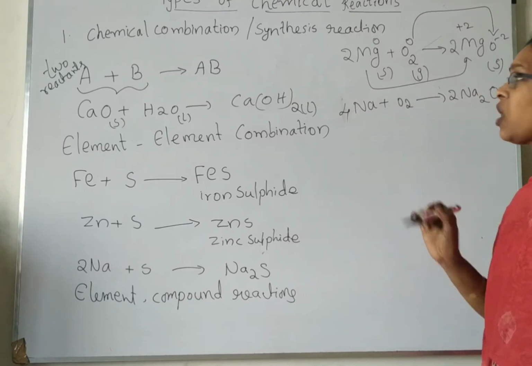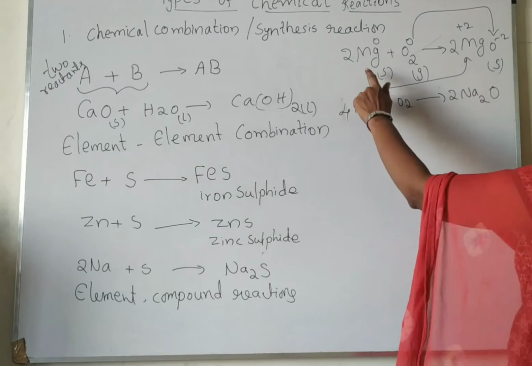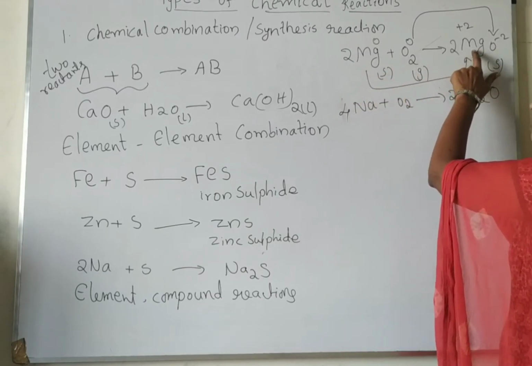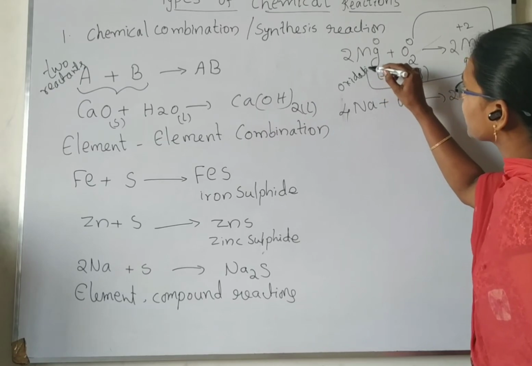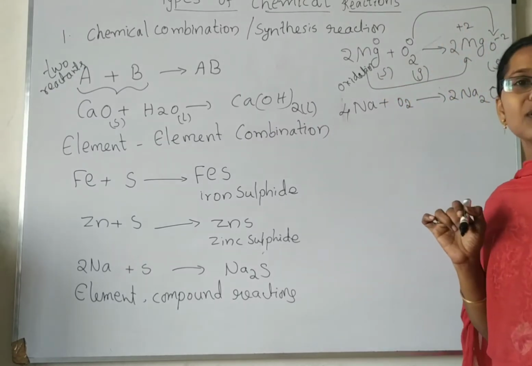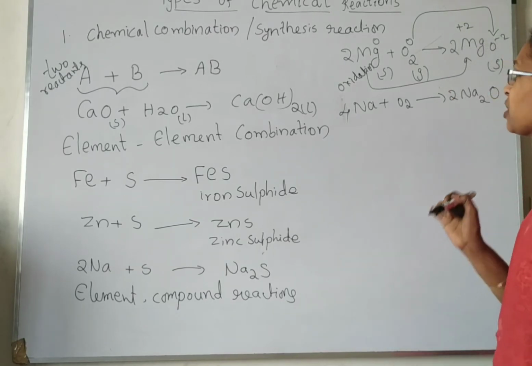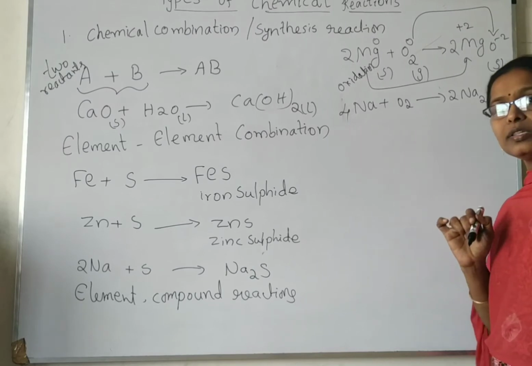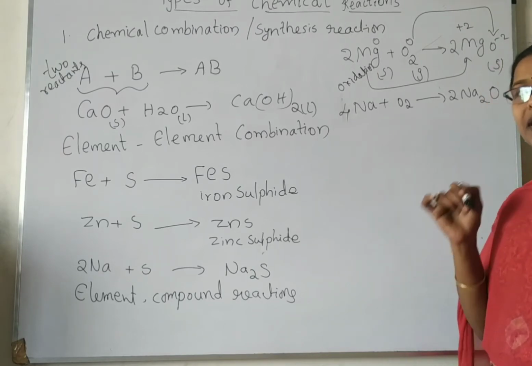So oxidation is happening, with loss of electrons happening here. Loss of electrons we call oxidation. And here is gain of electrons. Decreasing oxidation number we call reduction. Increasing oxidation number we call oxidation. So all these combination reactions we can give as examples of redox reactions.